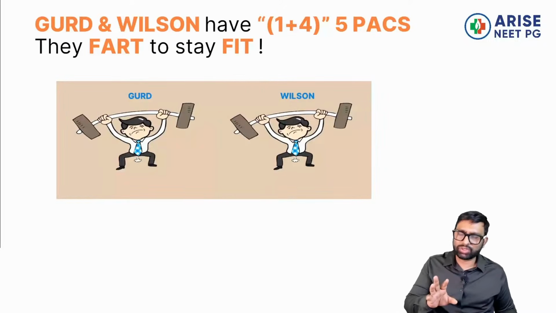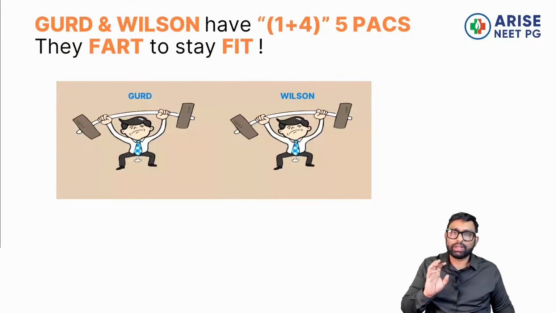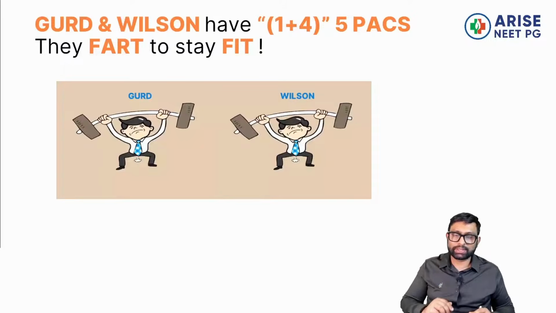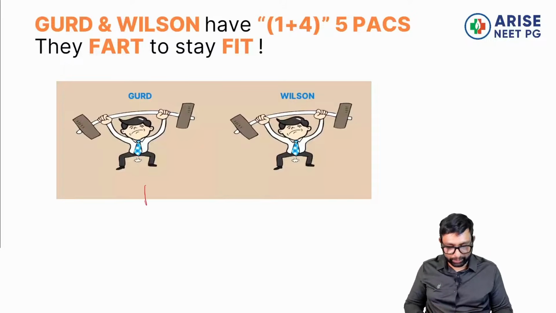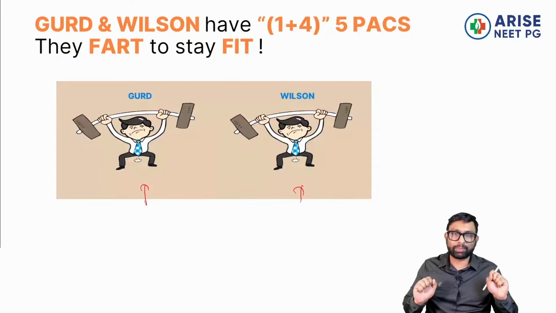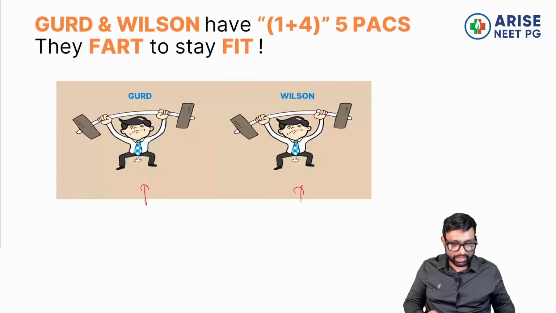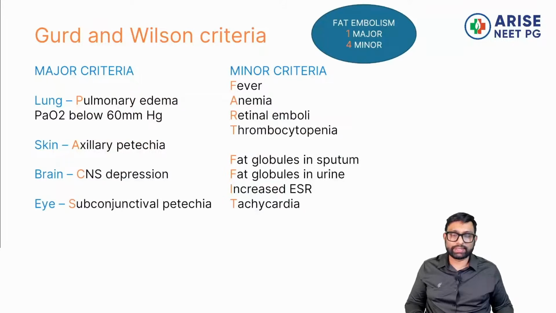If you still have not understood this, there is a very important criteria that helps us decide fat embolism syndrome. I hope you all know the name of the criteria. It is Gurd and Wilson's criteria. So how will you remember this Gurd and Wilson's criteria? Remember that there are two people, Gurd and Wilson. Both of them have 5 packs because they fart to stay fit. Why is this important? So we remember this is Gurd and Wilson's criteria.